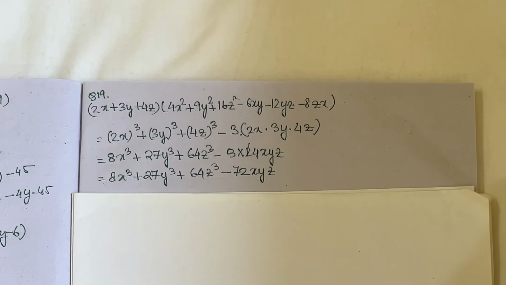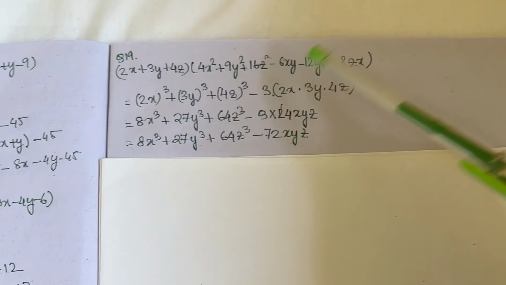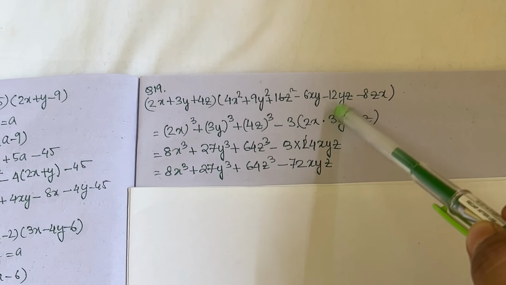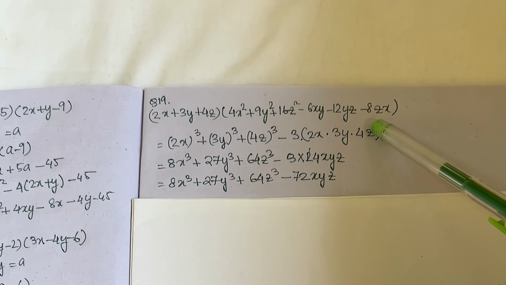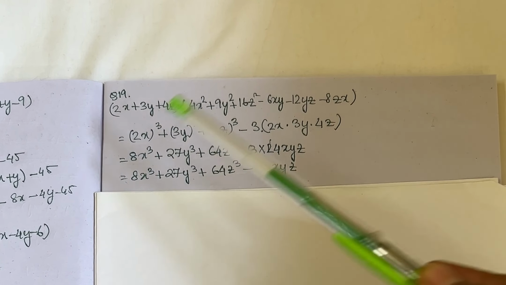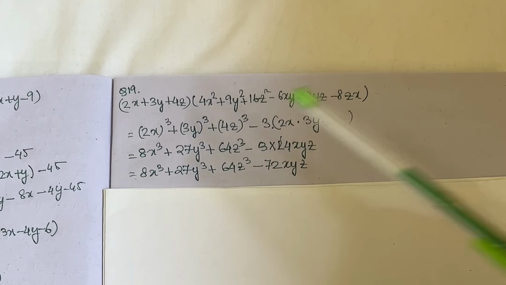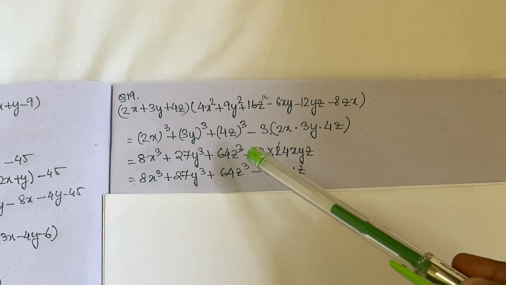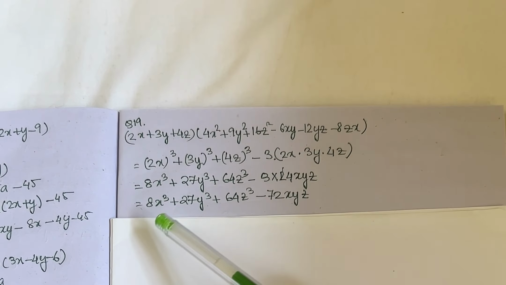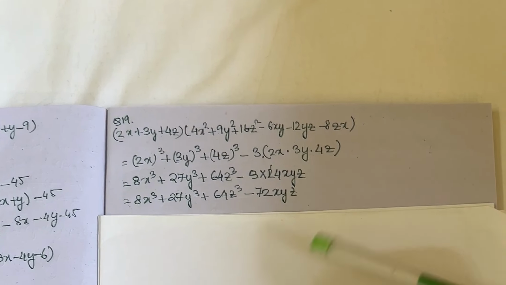Now for sum number 19, the sum is (2x plus 3y plus 4z) into (4x square plus 9y square plus 16z square minus 6xy minus 12yz minus 8zx). So first initiative, formula checking. It does fall into a formula, that is a cube plus b cube plus c cube minus 3abc. So I have just put the formula accordingly and simplified it as required. So the answer becomes 8x cube plus 27y cube plus 64z cube minus 72xyz.